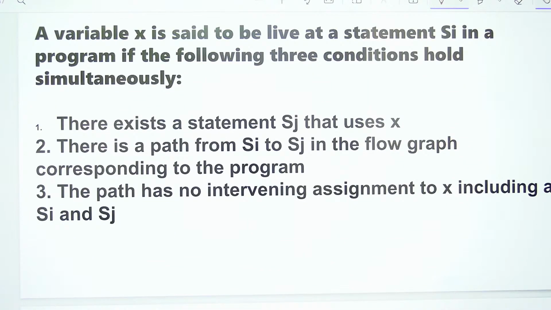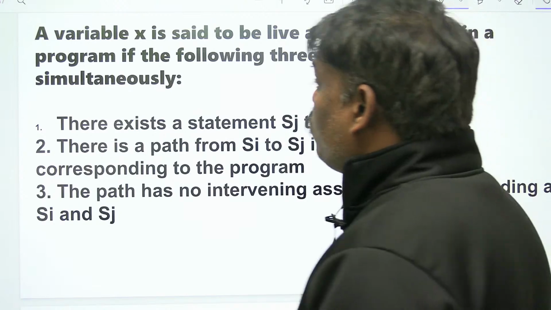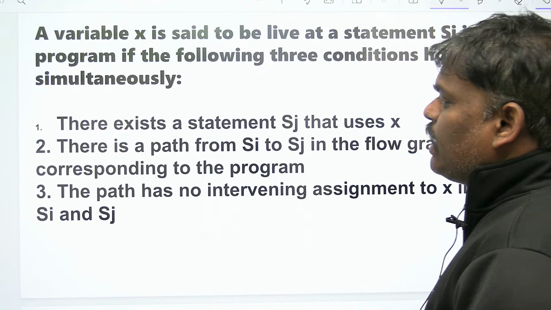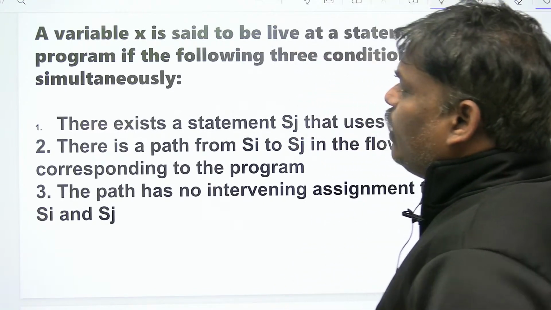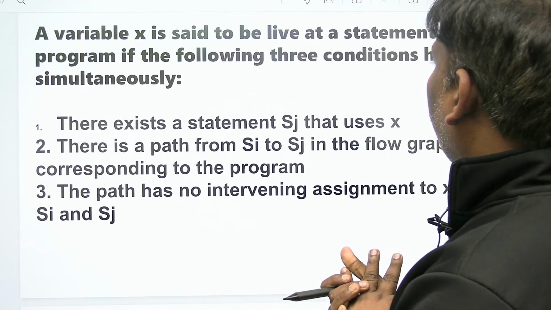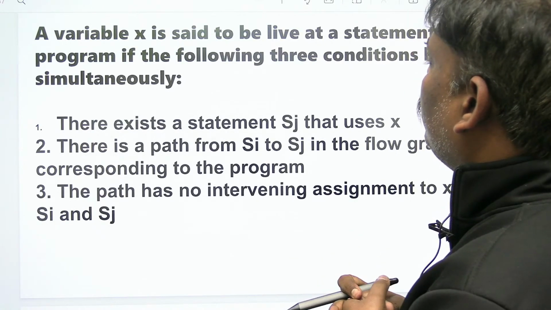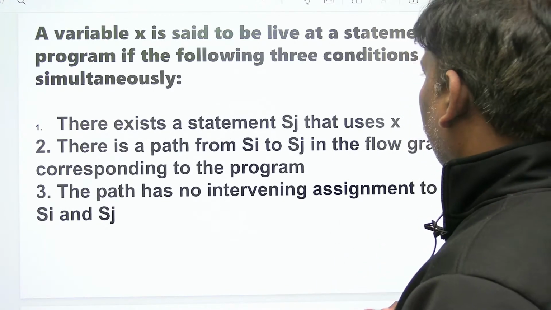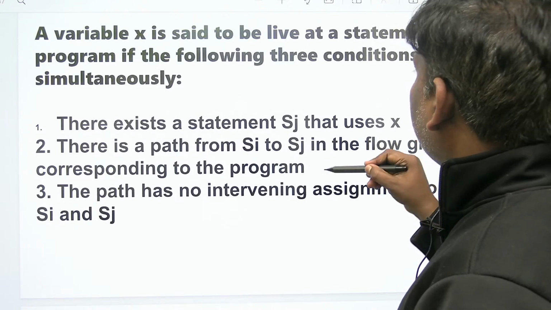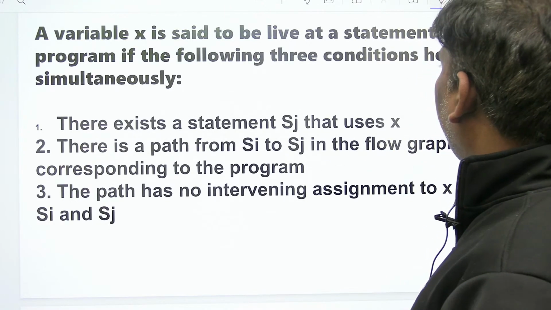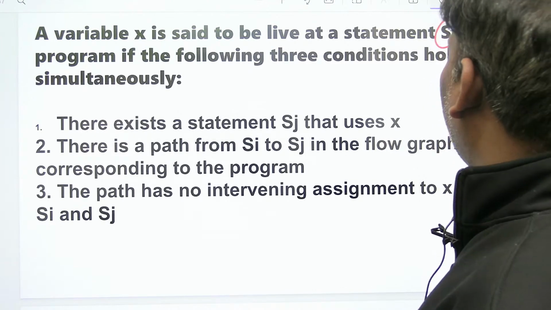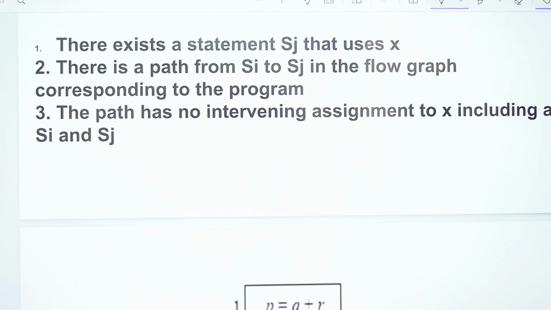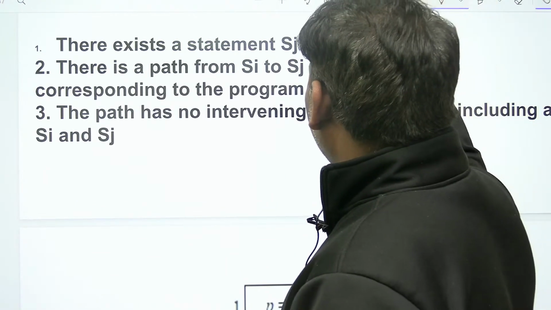Now go to one more. See this one: live variable. Questions can come on live variables also, so I have given one example. A variable x is said to be live at a statement Si in a program if the following 3 conditions hold good simultaneously. First condition: there exists a statement Sj that uses x.